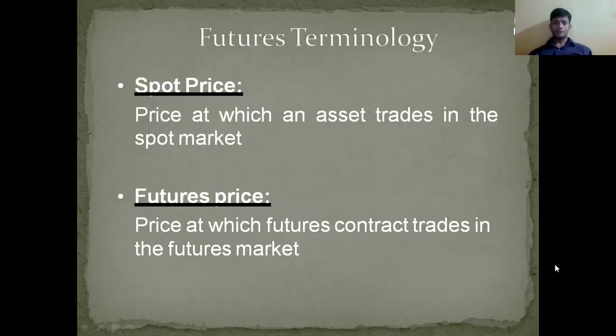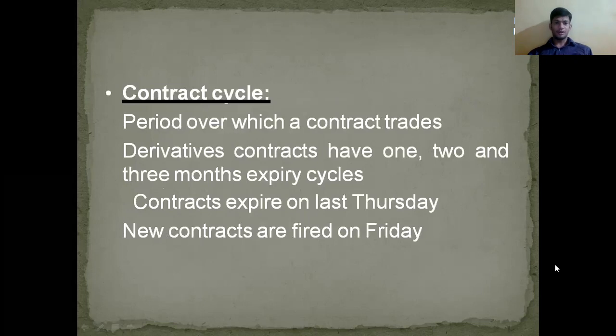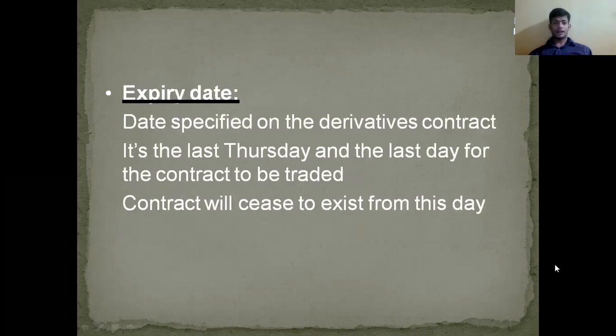The terminology: spot price is the price at which an asset trades in the spot market. Future price is the price at which a future contract trades in the future market. Contract cycle is the period over which a contract trades. Derivatives contracts have a 1, 2 or 3 month expiry cycle, maximum 3 months. Expiry date is the last Thursday, the last day for the contract to trade. The contract will cease to exist from this day.